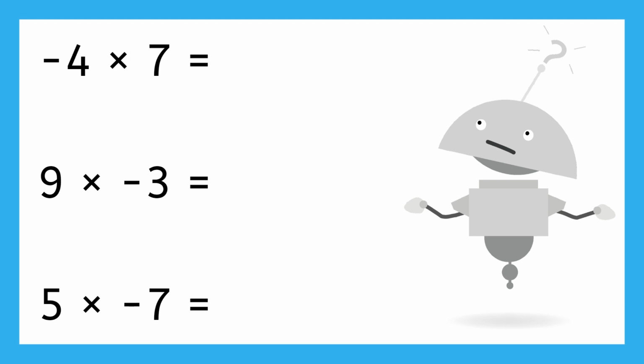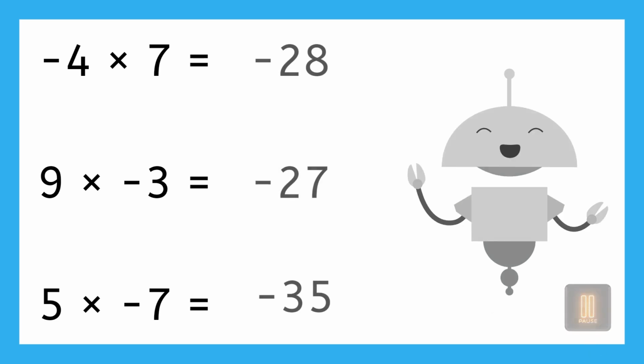Here are a few more practice problems. Please pause the video and complete these ones on your own in your PDF. All right, how'd it go? You should have gotten negative 28, negative 27, and negative 35.